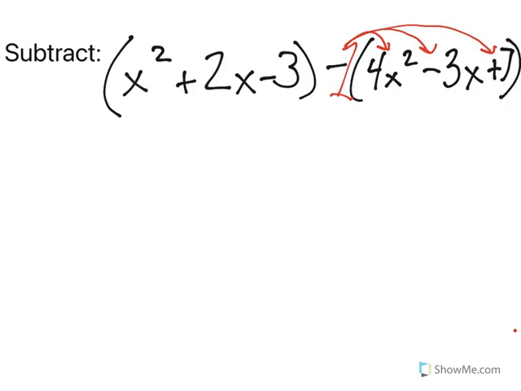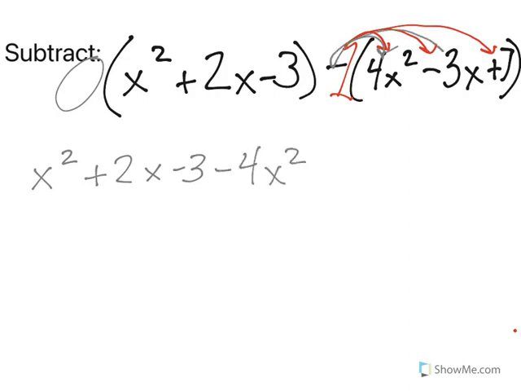So we have to distribute that negative to every piece inside. I'm a huge fan of rewriting this. My first polynomial has nothing out front, so it is just going to stay x squared plus 2x minus 3. But in my second polynomial, I'm distributing that negative. So I have negative times 4x squared, which is minus 4x squared. Negative times a negative 3x, two negatives gives me a positive. And a negative times a 7, which is negative 7.